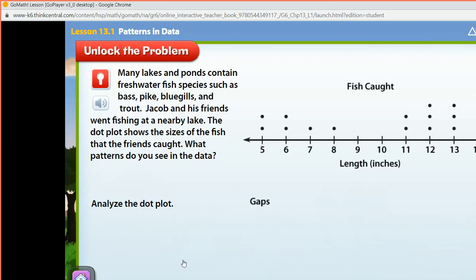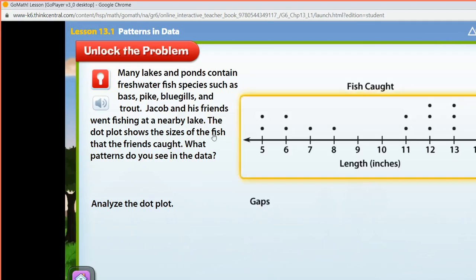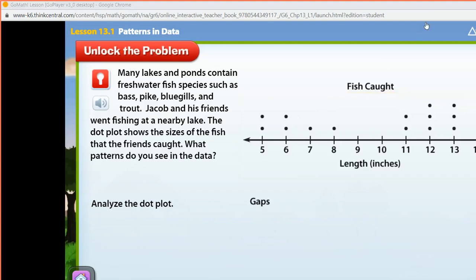Are there any gaps in this dot plot? Any gaps here, Saif and Ali? Any gaps? The question: any gaps? What is the gap?